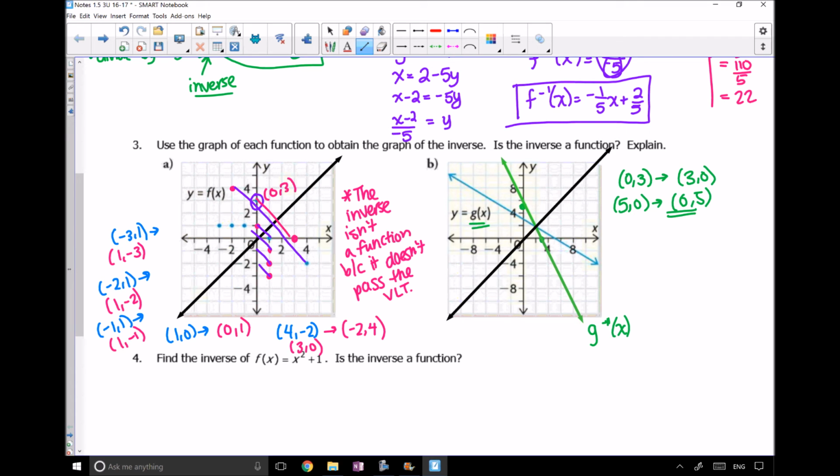Now, is my inverse a function? Does it pass the vertical line test? Well, it's another line. So the inverse is a function because it passes the vertical line test.